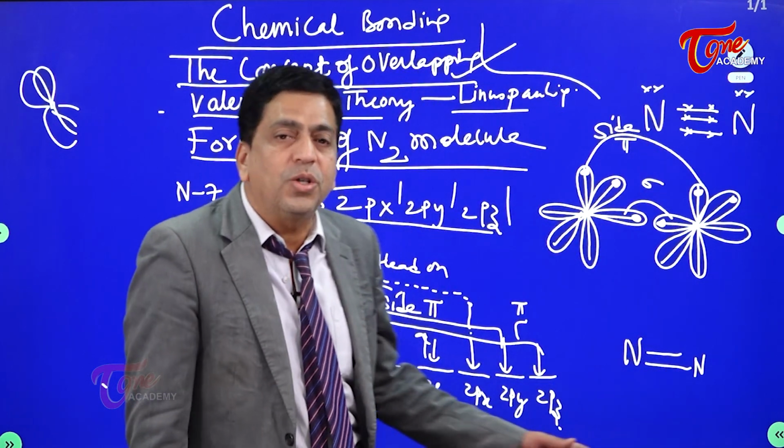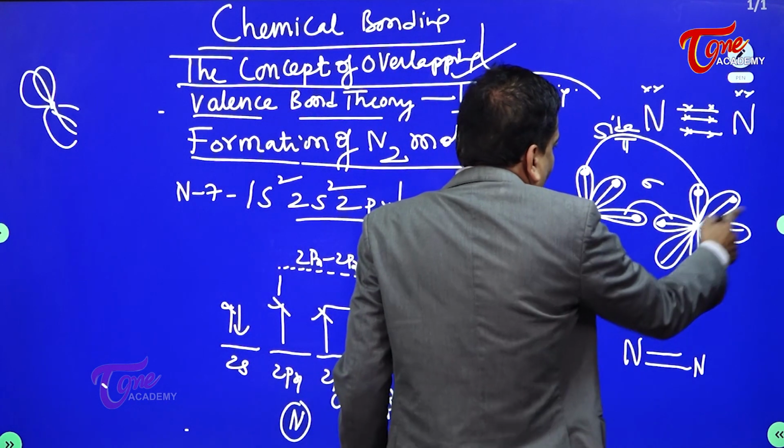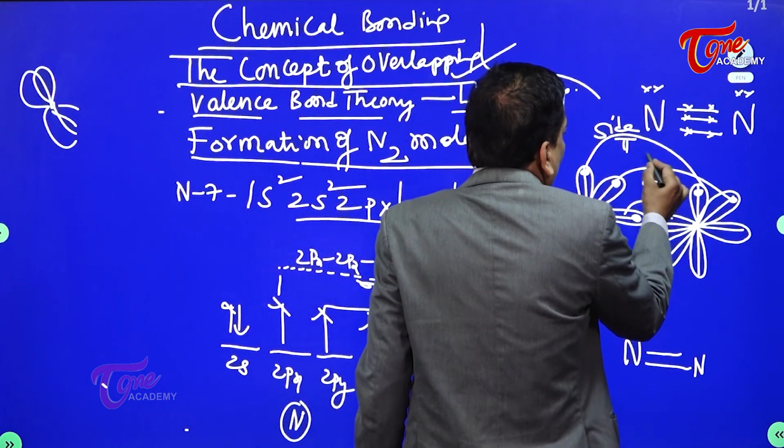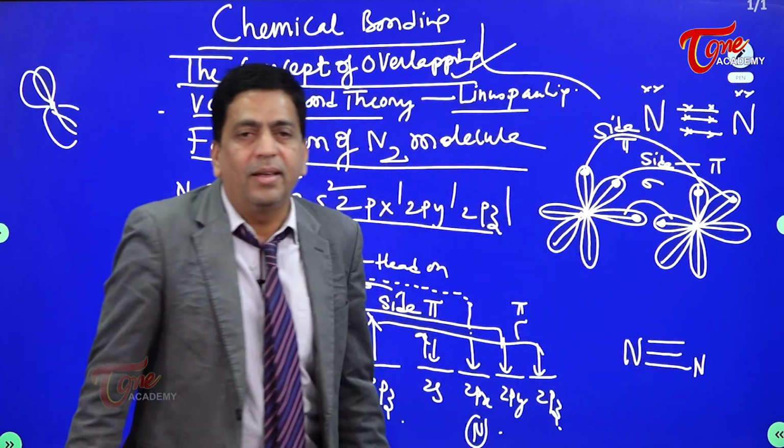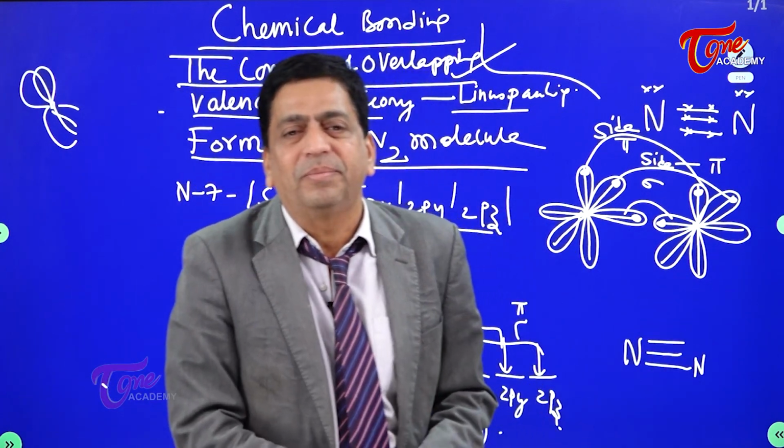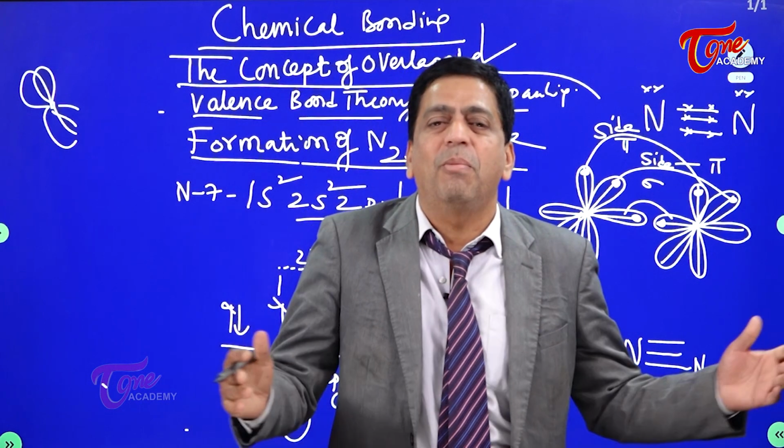And the 2pz's are also parallel. This is parallel to this, so this is also sidewise. This is also pi. And the triple bond is formed.